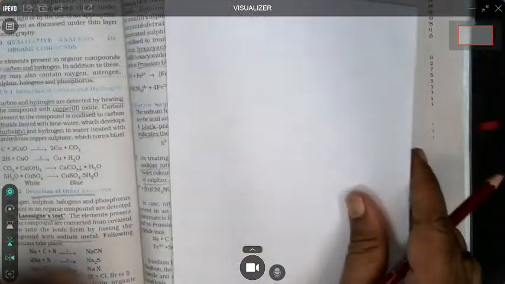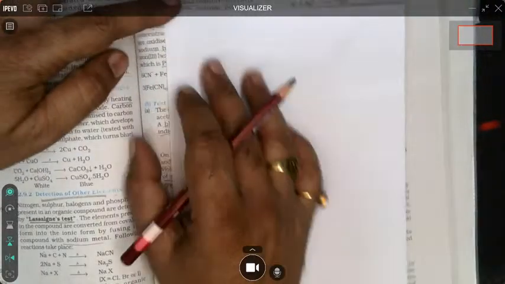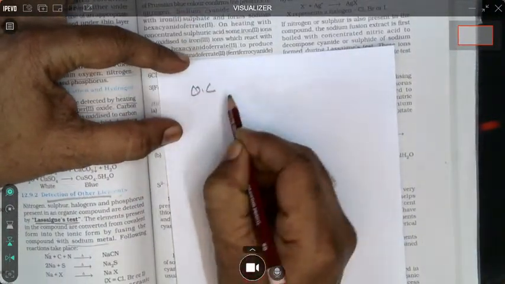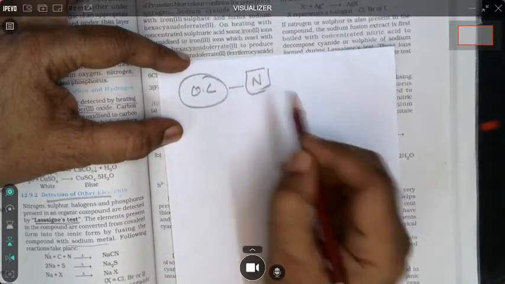Okay. Now let us move to the second aspect. Detection of other elements like nitrogen. In the case of nitrogen, let us consider that our organic compound contains nitrogen. We are going to detect this.